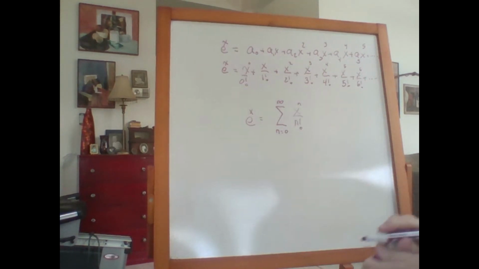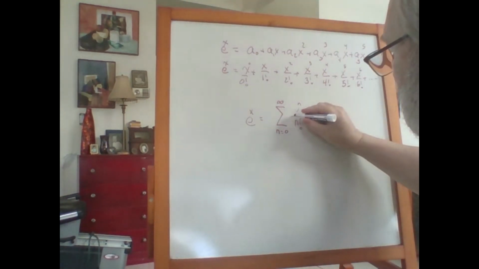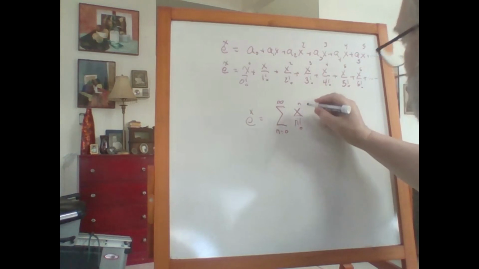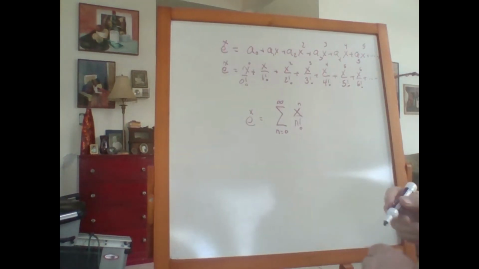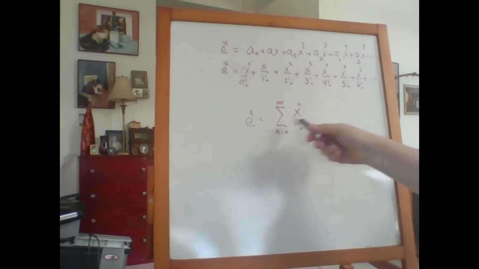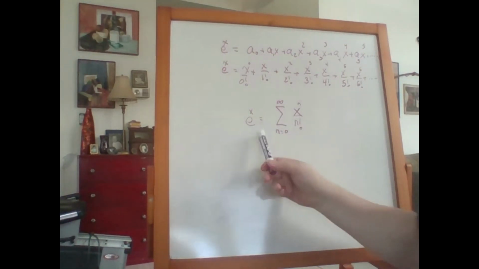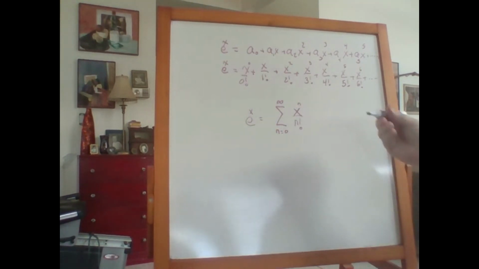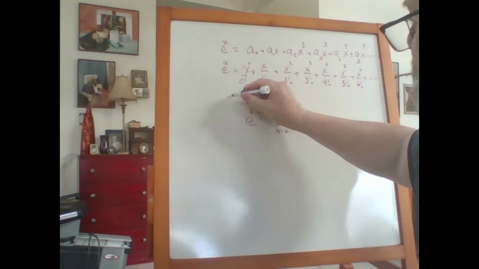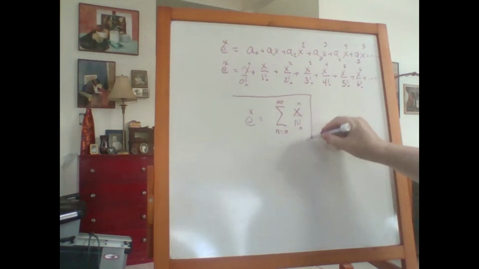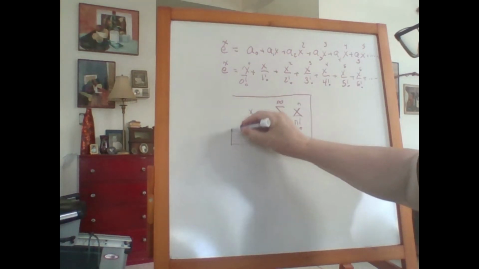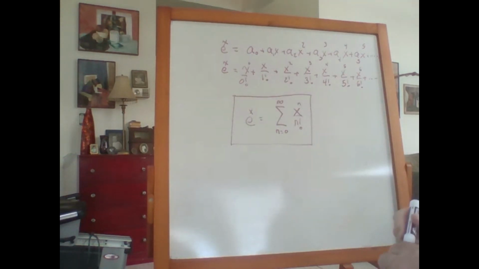So that is not necessary. This is all we need, is x to the n over n factorial, and then sum it over. And again, for this series, I did a little better with that box, didn't I?